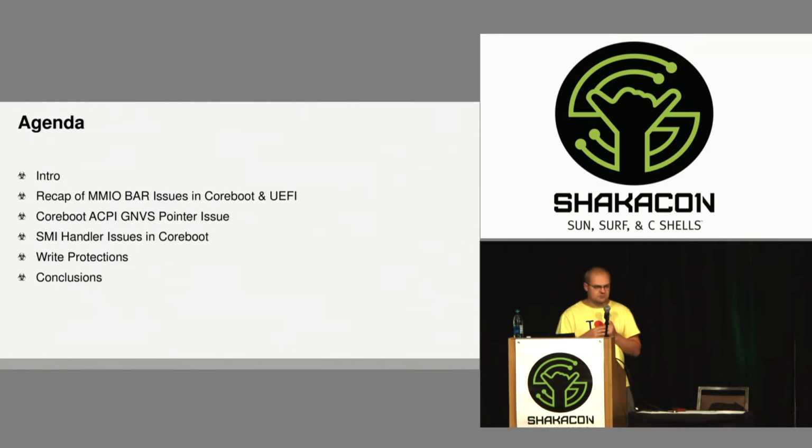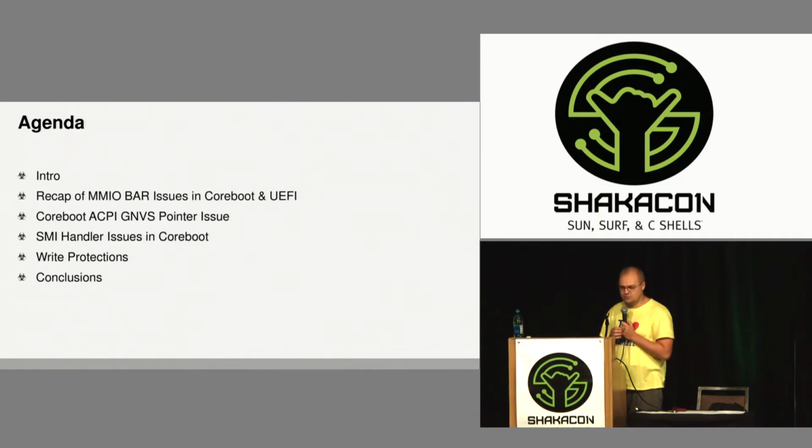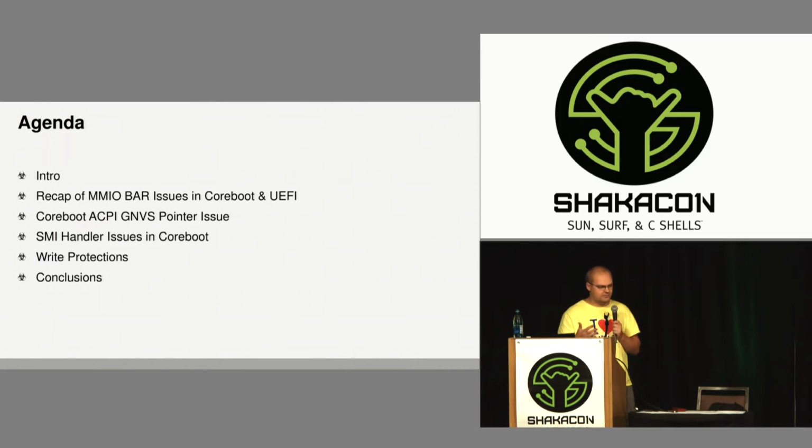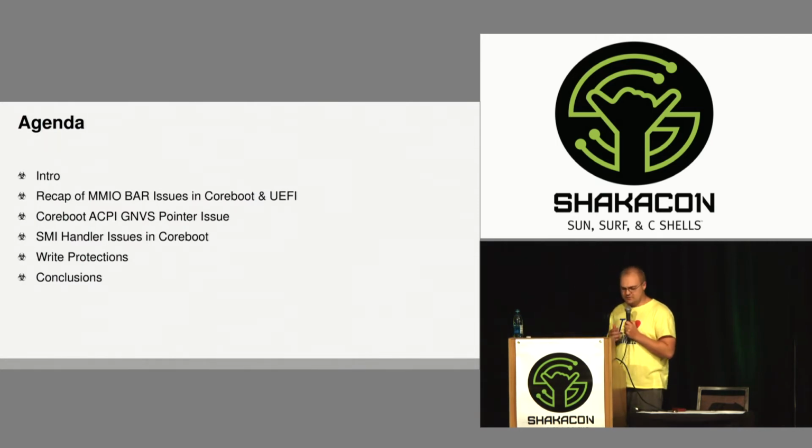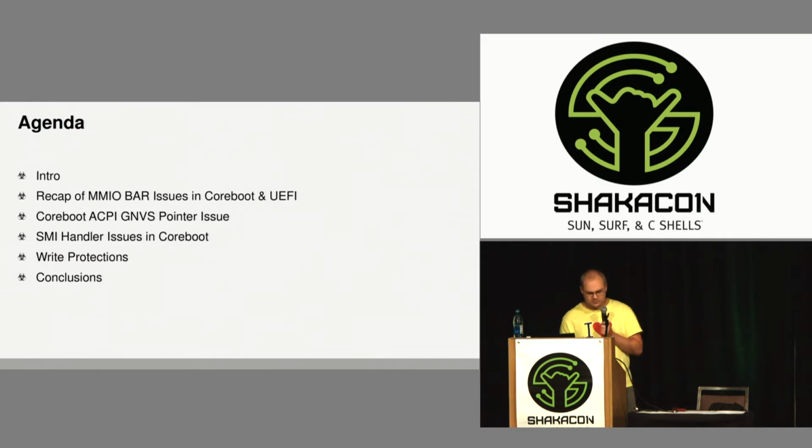Then I will go through some of the new vectors of attack, the ACPI GNVS pointer issue, which is applicable just to Coreboot firmware. And then I will go to some of the classical SMI handler issues, and will explain how this is applicable for Coreboot as well, because we previously presented in 2015 and 2016 how it is applicable for UEFI-based BIOSes. And then I will finish with a small explanation of write protection functionality for Coreboot and go to the conclusion.